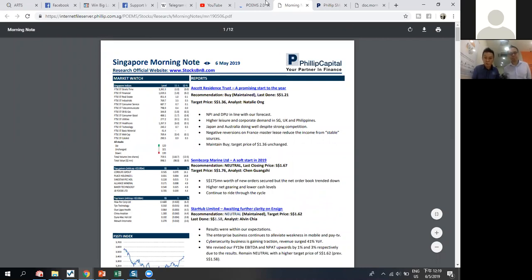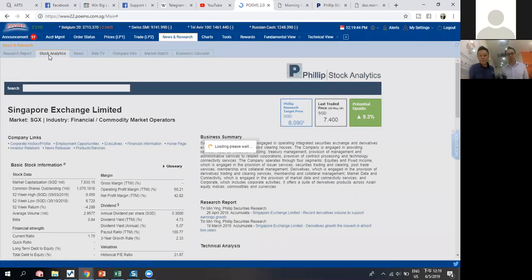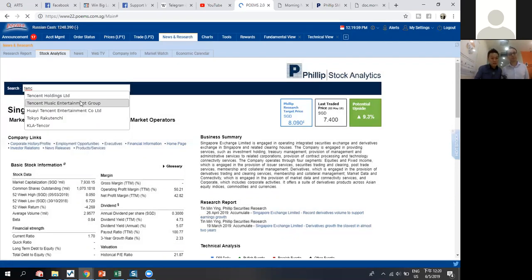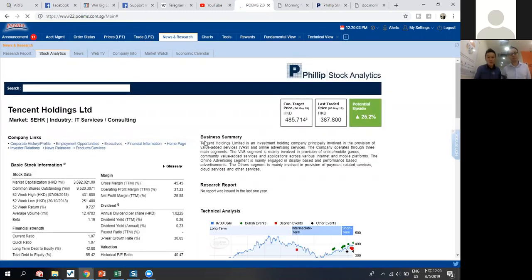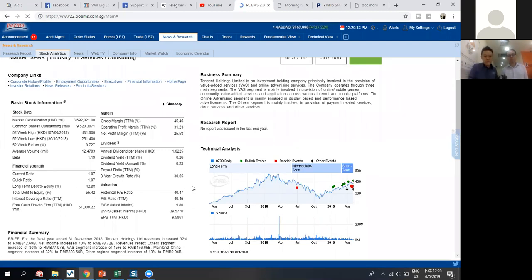Next, just now we talked about stock analytics. With stock analytics you can search not only Singapore stocks, you can also search Hong Kong stocks. Let's say you want to look at Tencent. You can search for it and see foreign shares as well: the market cap, the dividend, the PE ratio, the debt ratio, things like that.